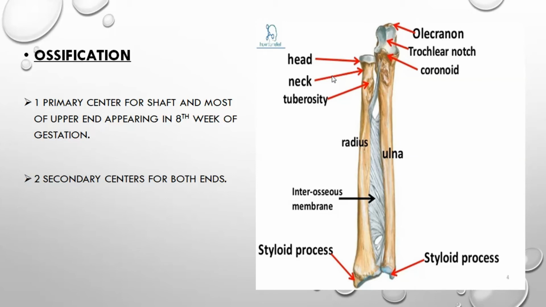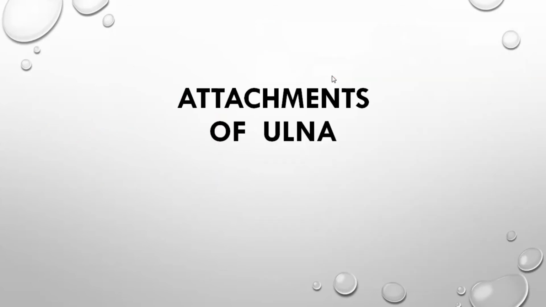Now the ossification. For the ossification there is one primary center for the shaft and most of the upper end, which appears during the 8th week of gestation. Two secondary centers for both the ends, which appear later in life. Now come to the attachments of ulna.